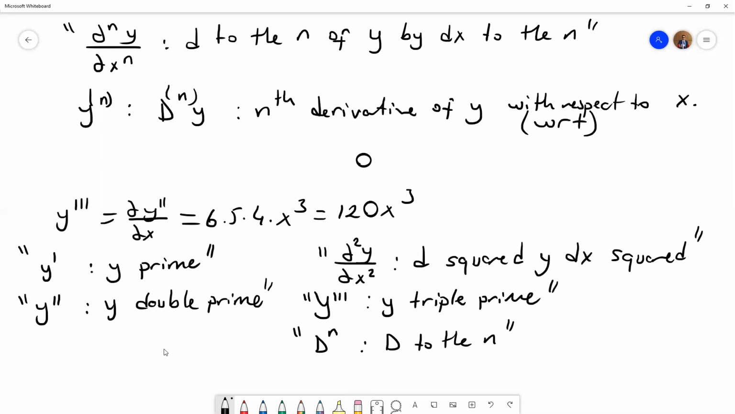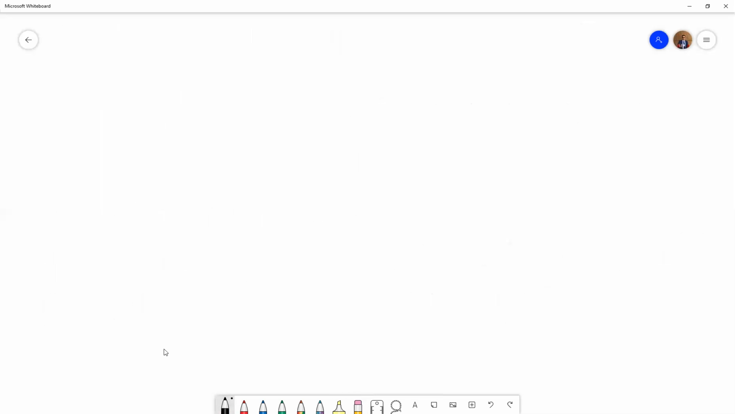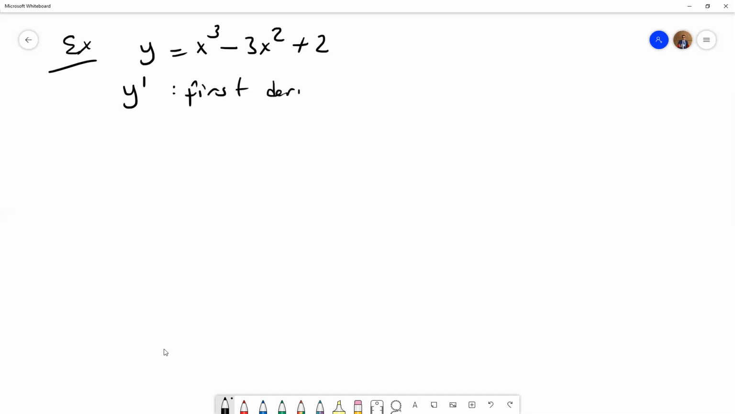And next, we have some questions for this one. y is equal to x to the power 3, x cubed I mean, minus 3x squared plus 2. The question is to find the second and higher derivatives. Also, we have to find the first derivative. The first derivative, y prime, is equal to 3x squared minus 6x, you know.